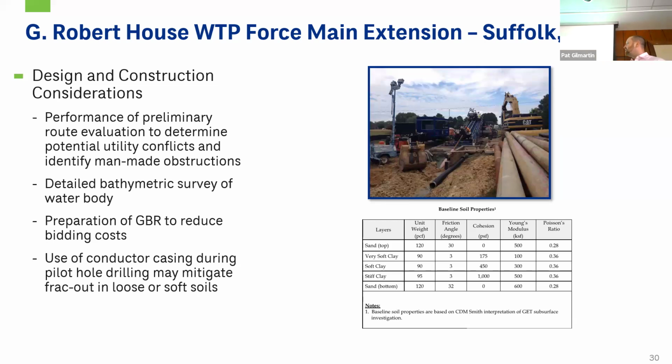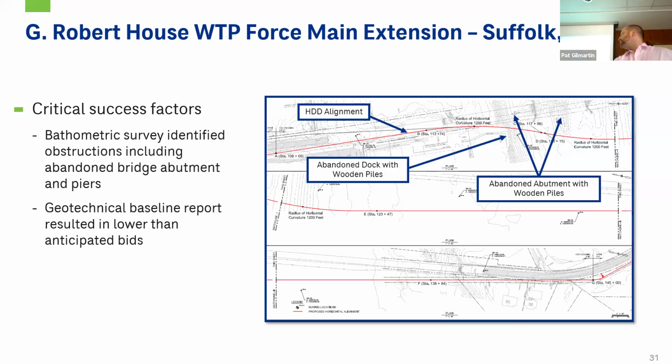Because there was concern about elevated bid prices on this project, we ended up doing a baseline report for the contract. You can see the baseline report down here in the bottom right that established those conditions. From the bids, the winning bidder on this one, I believe, was Laney Construction out of Texas. They let the owner know that for this project, this actually reduced their bid because they were able to take out some of the risk and contingency that they would have otherwise had for dealing with issues along the drill. And then, as I discussed before, we also use that conductor casing at the entry and exit points due to those loose soils.